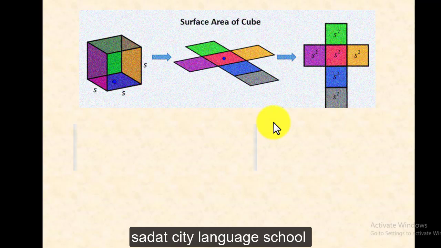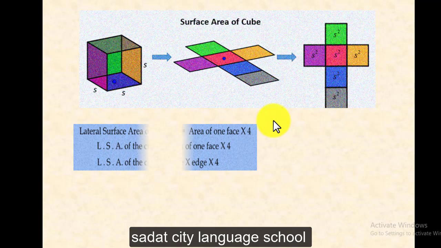If I want the lateral area, in the cube we have how many lateral faces? We have 4 lateral faces. So to find the lateral area, it equals the area of one face times 4. If we have the area of one face, can we find the lateral area? Yes, area of one face times 4.